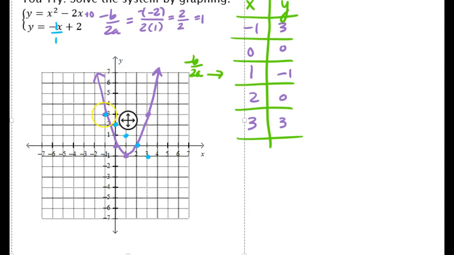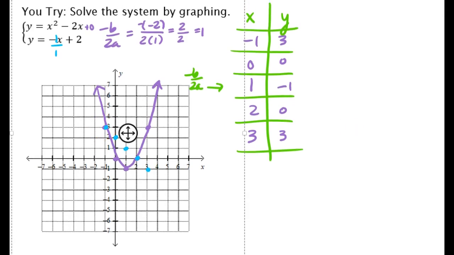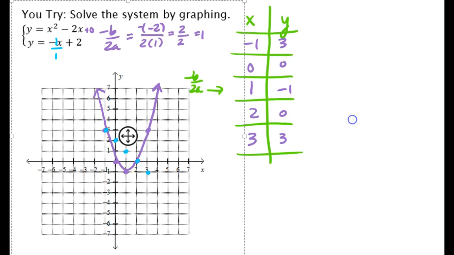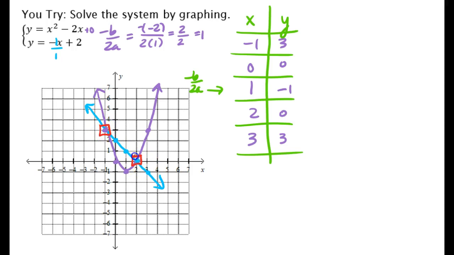So I want to connect all my dots here now. My screen keeps moving. Okay, so I'm going to connect the dots here. So that's my graph. And then my solution would be these points right here where the 2 graphs cross. And those solutions would be 2, 0, and then negative 1, 3.